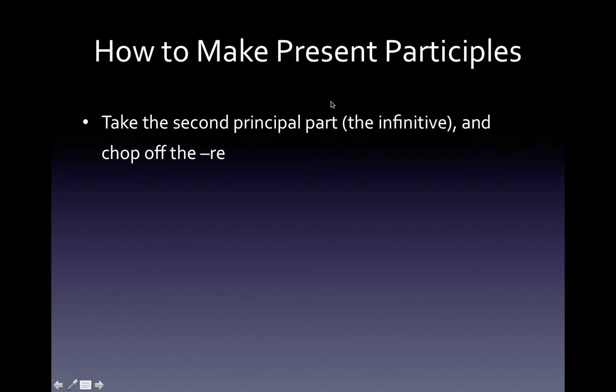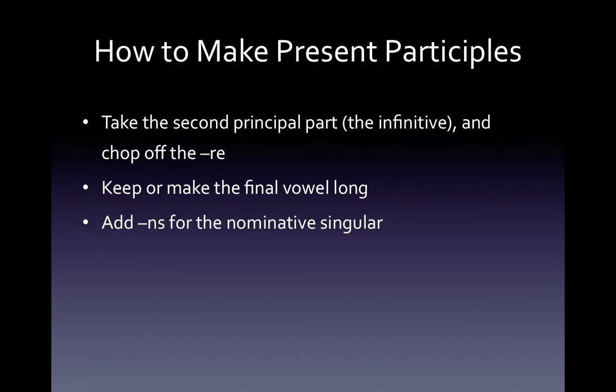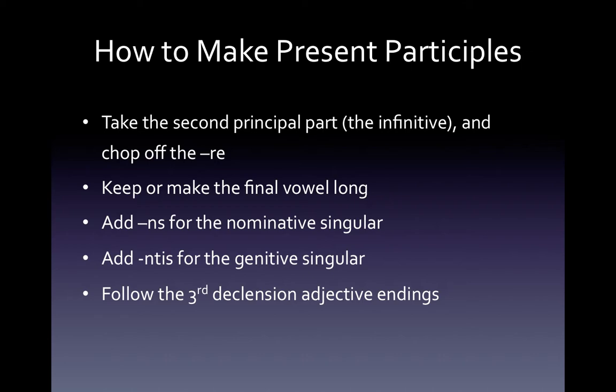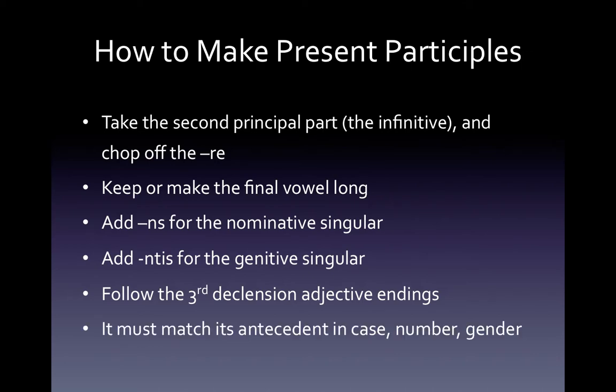All right, so how do you make present participles? You take the second principal part of the verb, which is the infinitive, and chop off the -re. Keep or make the final vowel long. Add -ns for the nominative singular. Add -ntis for the genitive singular. From there, you follow the third declension adjective endings. And the participle must match its antecedent, meaning the word that it's modifying, in case, number, and gender. I know I went really fast, but I'll show you a bunch of examples so it'll make more sense in a couple minutes.